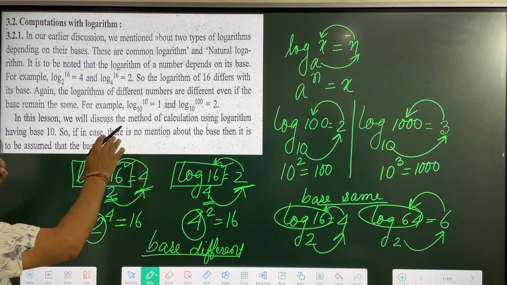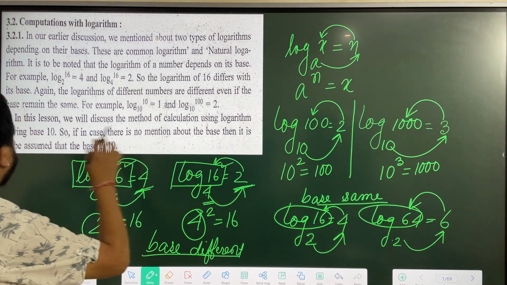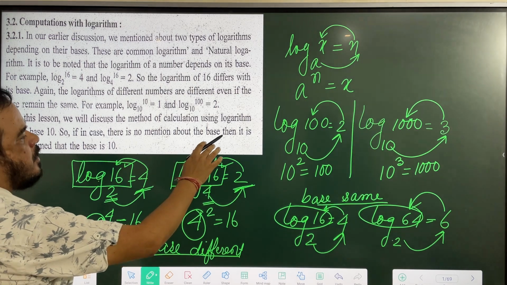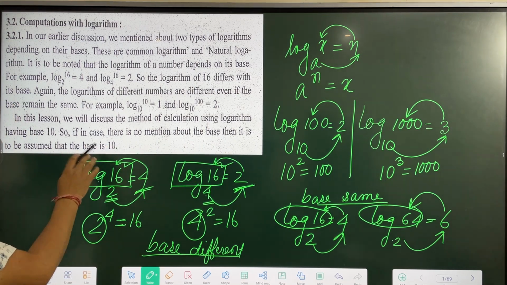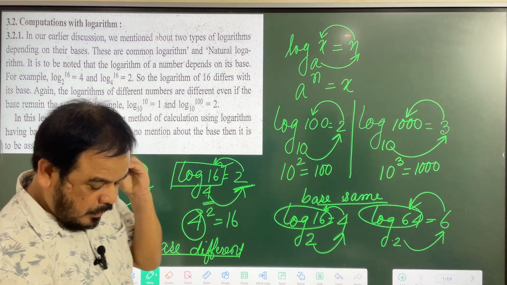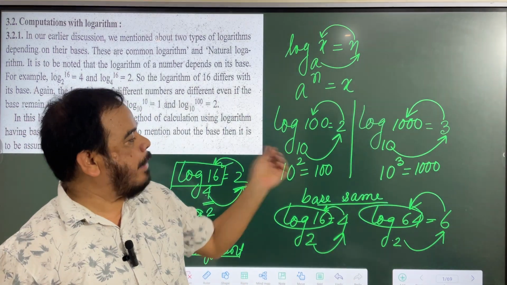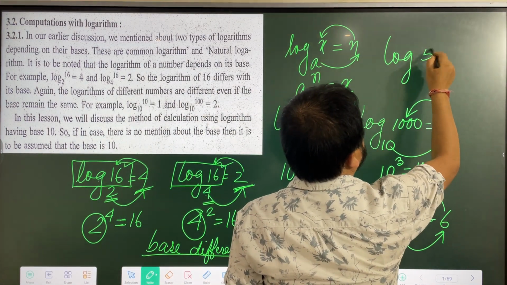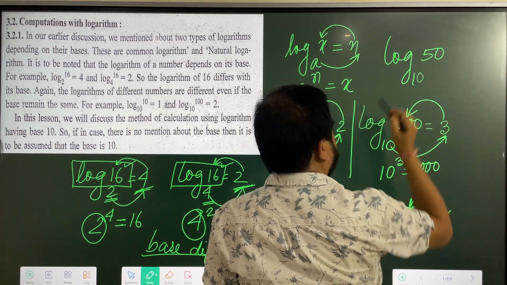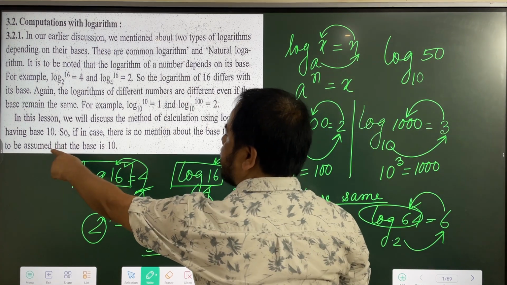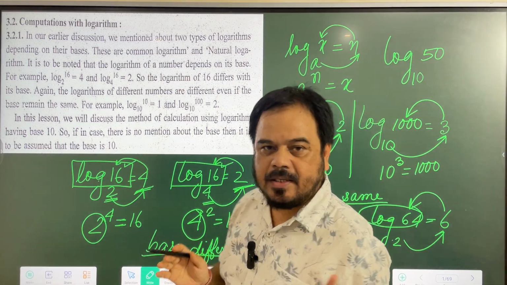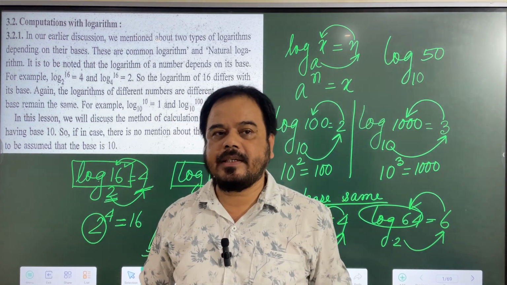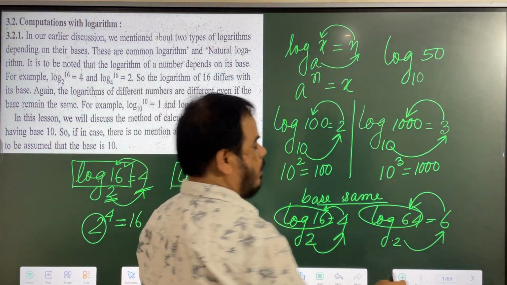In this lesson, we will discuss the method of calculating using logarithm having base 10. If there is no mention of the base, it is to be assumed that the base is 10. Suppose it is written like this, log 50. Here there is no base, that means the base is 10. Base is empty means we will take it as 10.